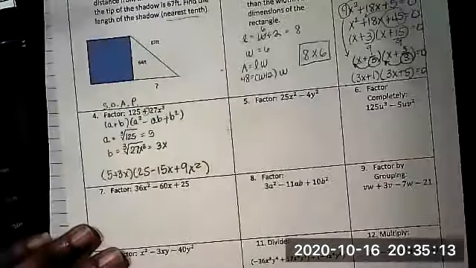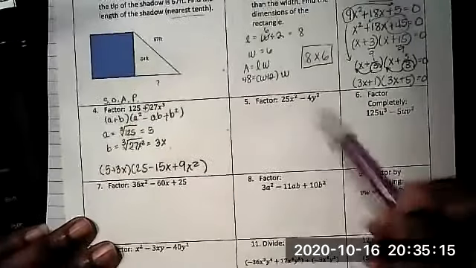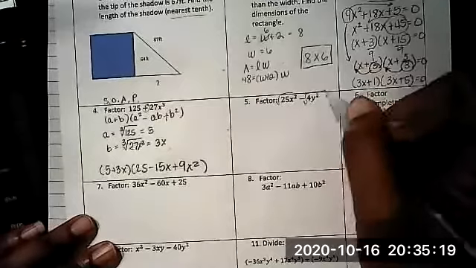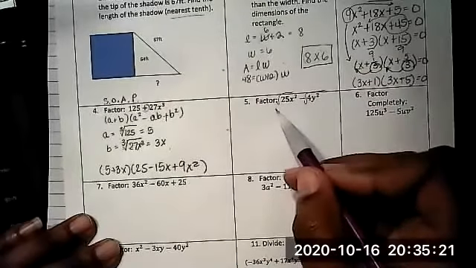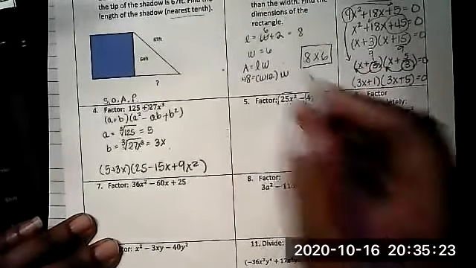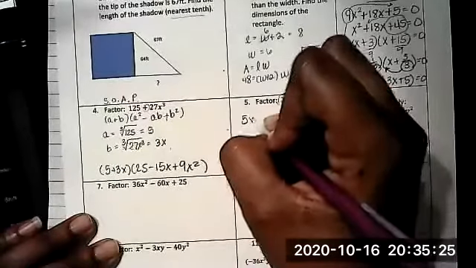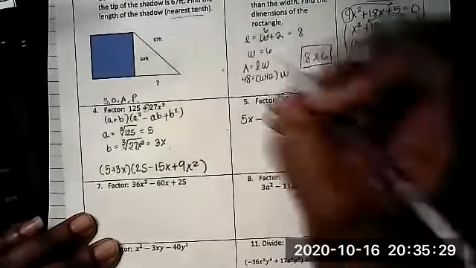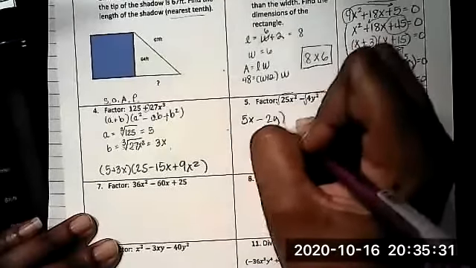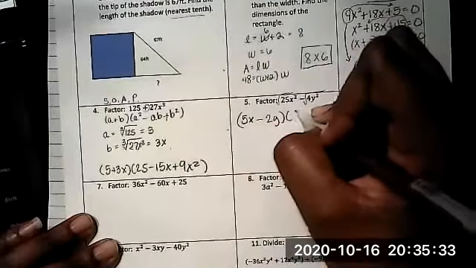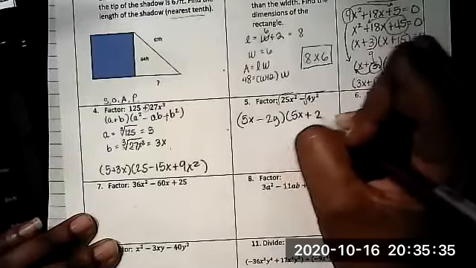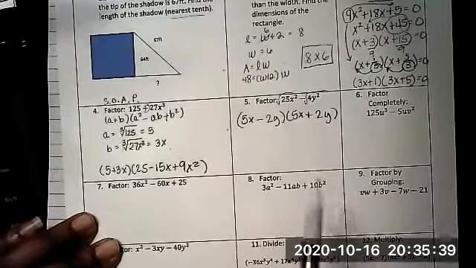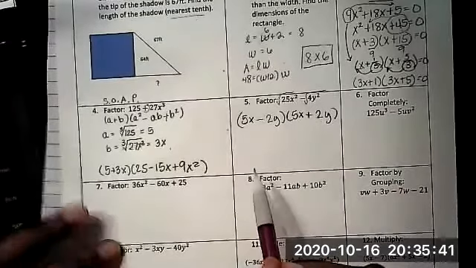All right, so factoring your squared values here, all you have to do is take the square root of both, okay? And then one positive, one negative. So what's the square root of 25x squared? 5x minus the square root of 4y squared is 2y. So 5x minus 2y, 5x plus 2y. That'll be your factor for a perfect square, okay?